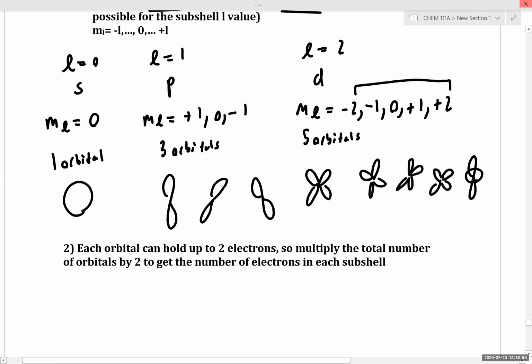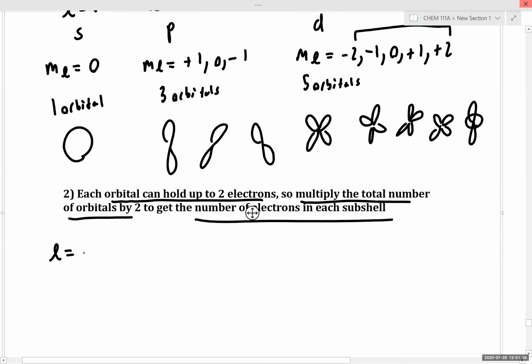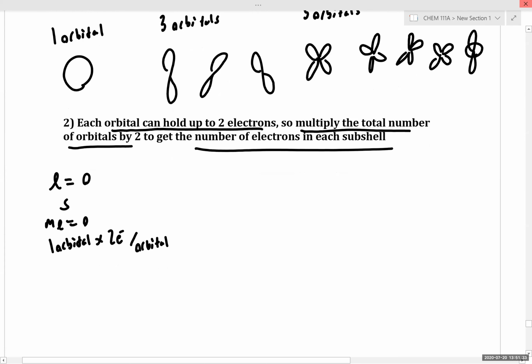Okay, each orbital can hold 2 electrons. So to figure out the total number of electrons in a subshell, we're going to multiply the total number of orbitals by 2 to get the number of electrons per subshell. So for L equals 0, which is our s orbital, we have ML equal to 0. We have 1 orbital times 2 electrons per orbital. And that in turn gives us, for our s orbital, a total of 2 electrons in our s subshell.